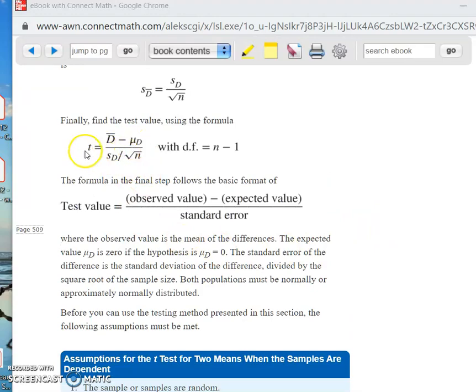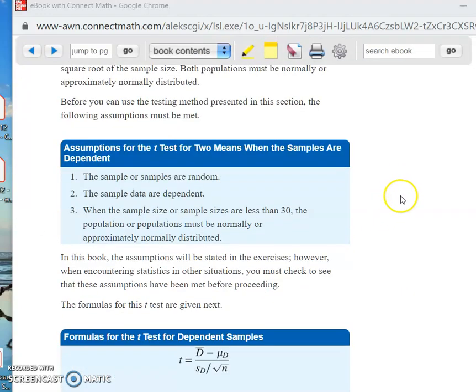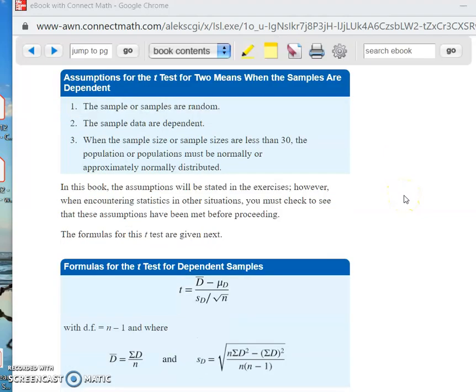Okay. And this, being the standard error, is the standard deviation divided by the square root of n. That comes from the central limit theorem, because everything is more or less normally distributed. So we're kind of treating everything as having a normal distribution. And if you look back on the central limit theorem, what we always did was we divided by the square root of n to kind of make the numbers come out better. Okay, so these are the assumptions that we're going to make. I'll let you read that for yourself. It has to be random. Sample data is dependent. Again, has to be normally distributed.